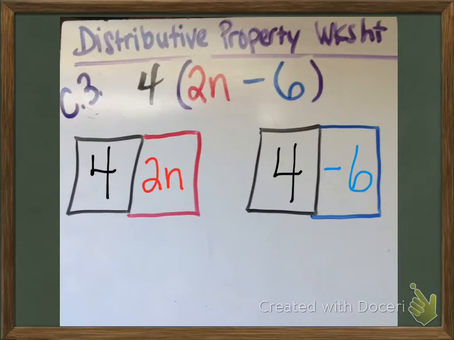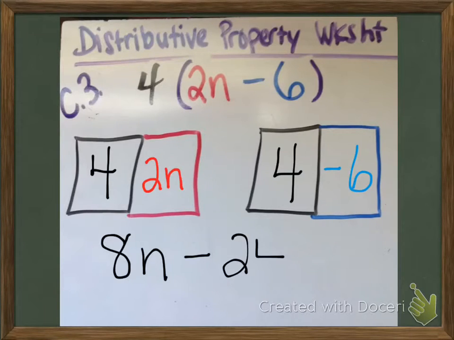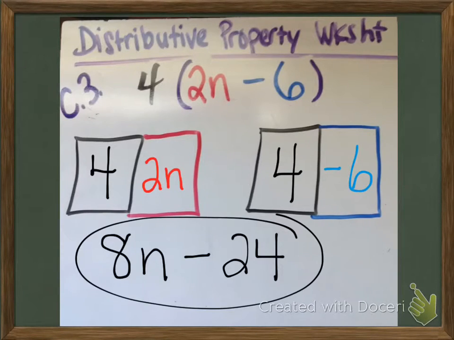Now solve. A positive 4 times a positive 2n is a positive 8n. A positive 4 times a negative 6 is a negative 24. Your answer is 8n minus 24.